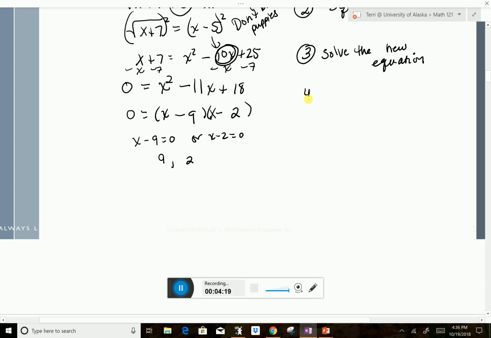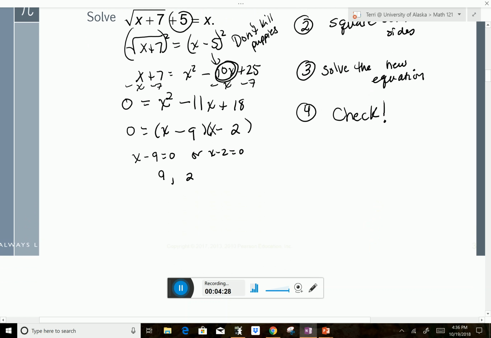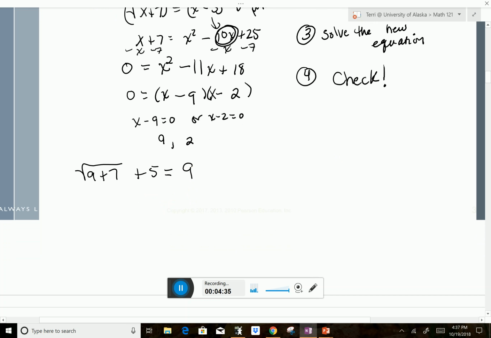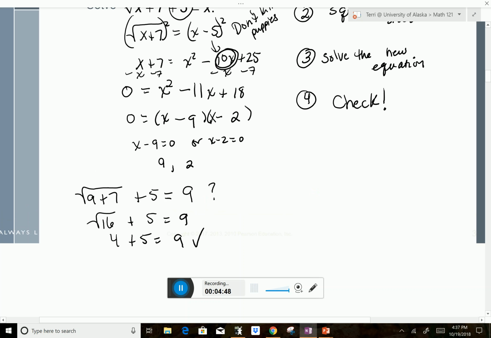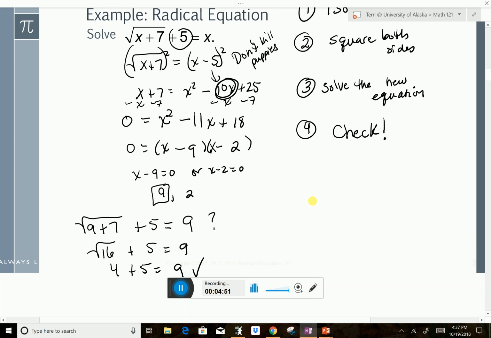Now, I have to check because I can have that extraneous solution. So I have to check. So the square root of 9 plus 7 plus 5 equals 9. Is this true? So the square root of 9 plus 7 is the square root of 16 plus 5 equals 9. 4 plus 5 equals 9. Yes, that works. So then let's try the other one. So this is definitely a solution, so we're good there.